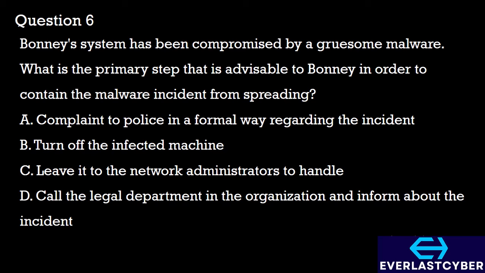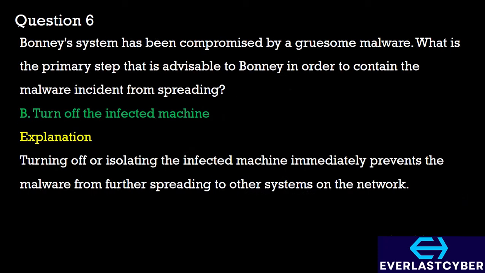Whenever a breach happens or a malware attack happens, the first thing to do is to isolate that machine. And if we go through the options that we have here, that will be option B, turning off the infected machine. So by isolating the machine, it will prevent the malware from further spreading to the other systems on the network. So this is the primary containment step in order to limit damage. All the other steps that were listed in options A, C, and D, those can come after. But the first thing to do is to isolate the infected machine so that the malware will not spread to other systems on the network.